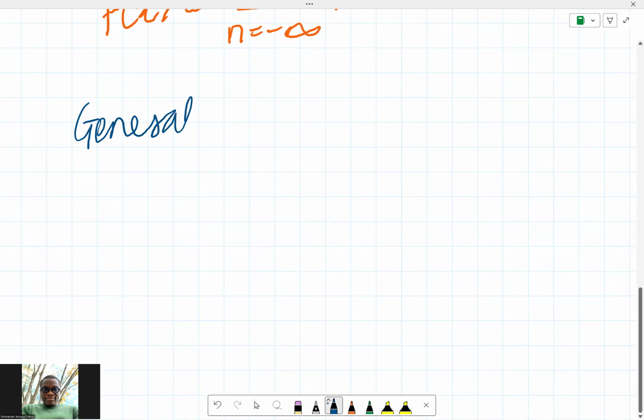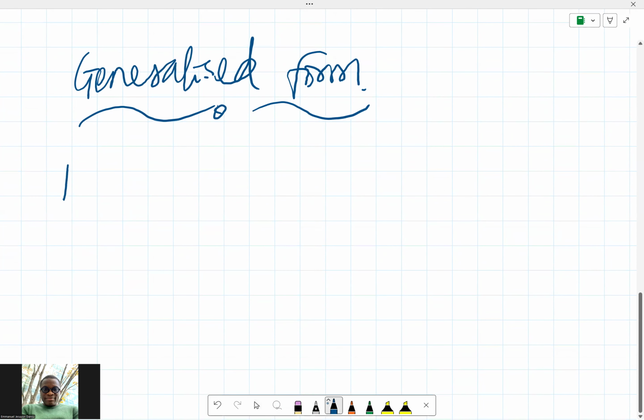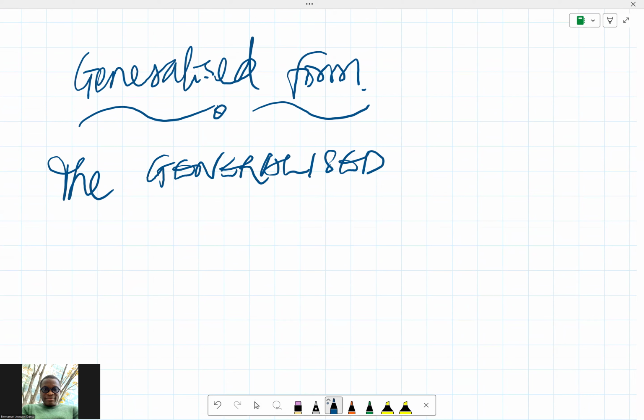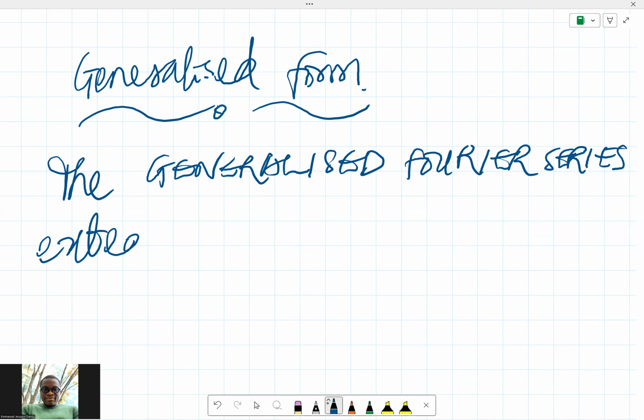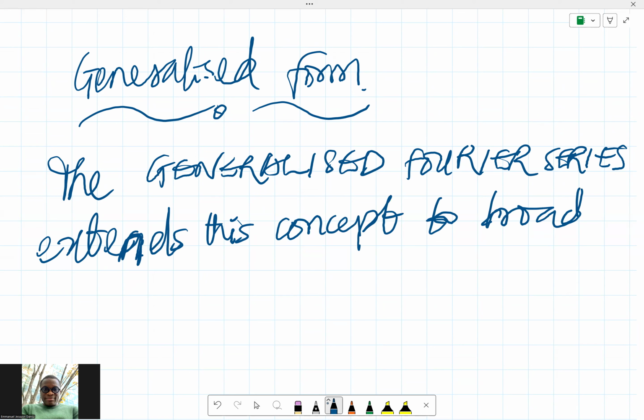The generalized Fourier series extends this concept to broader classes of functions.